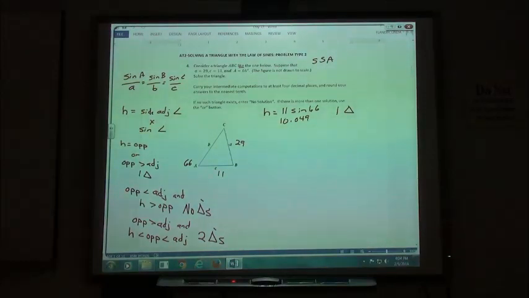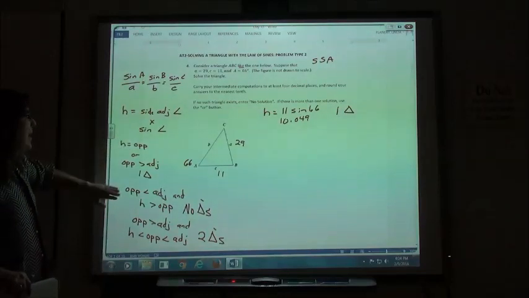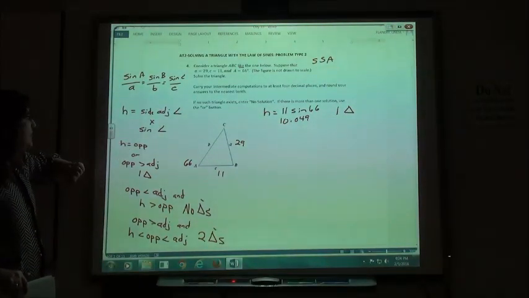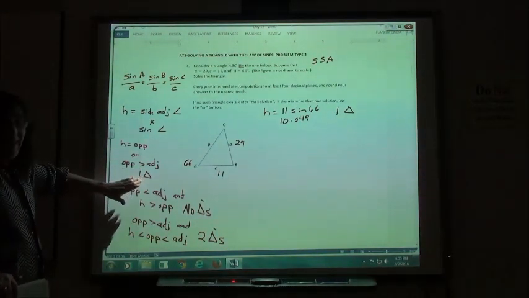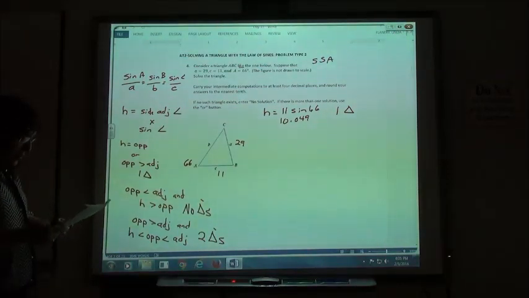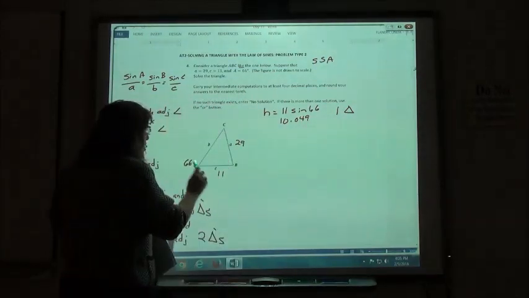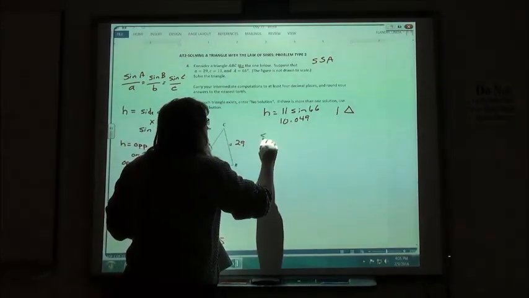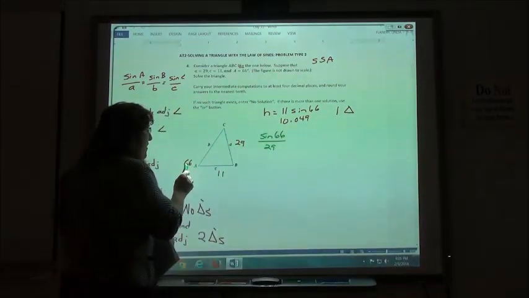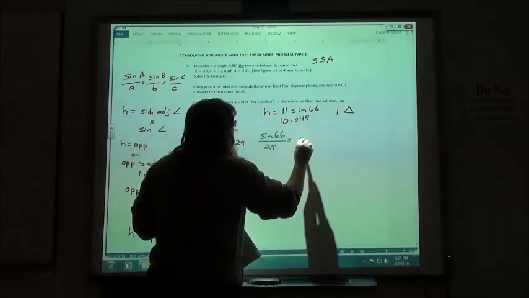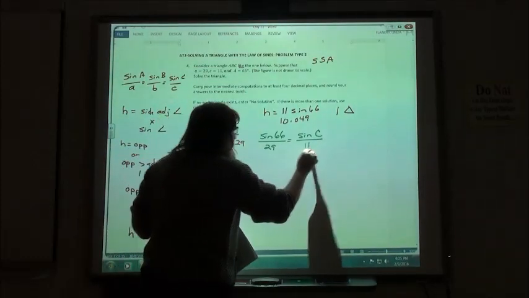0, 1, or 2 are your only choices. So in this case, we've already figured it out. H was not equal to the opposite side, but the opposite side is greater than the adjacent side. We're going to have only one set of answers. So, we're going to use our law of sines in order to figure this out, or at least start with that. We know that if we take the sine of 66 over A, 29, so sine of angle A over side A, it's going to equal the sine of C over 11, since I have side C.